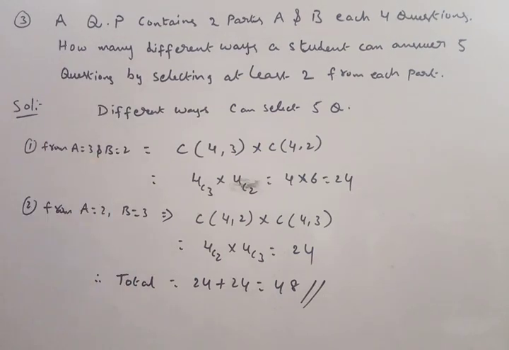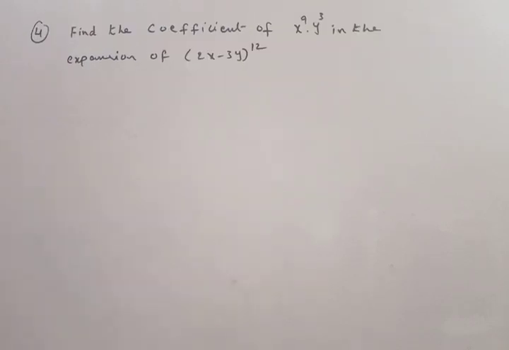Understand? So he has to write 5 questions in total. So it is a very simple problem. If you understand these problems, they are very simple. If you remember only the permutations formula and combinations formula, then you can solve this problem very easily. Understand? We'll go for the next problem. See the next problem.